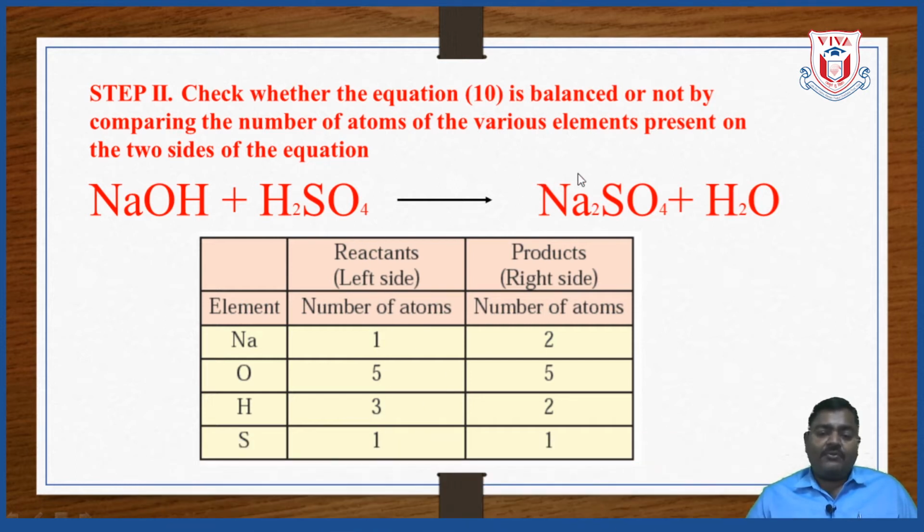Now we come to the product side. This is the product side, 2 products, that is Na2SO4 plus H2. Na2 means 2 atoms of sodium. So this is 2 atoms of sodium. Sulfur, 1 sulfur. Oxygen, 4 plus 1, 5 oxygen, and hydrogen 2.